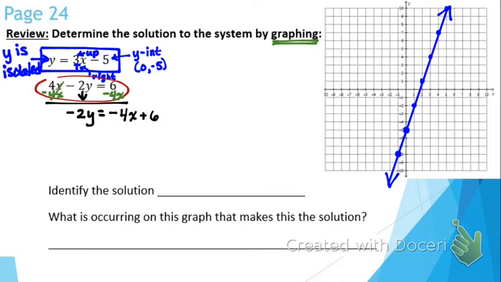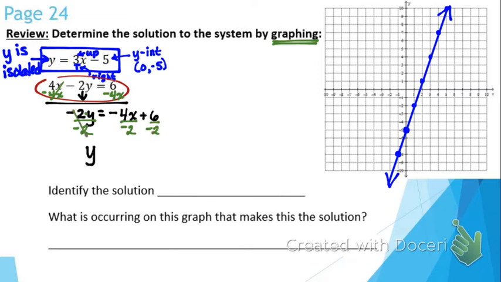Add, subtract, multiply, divide. What will undo the operation that is gluing that -2 to the y? Divide. Why divide? It's multiplication. It's multiplication happening right here. And to undo or to break multiplication, I use division. And if you do it to one side, got to do it to the other side. Everybody distribute. Everybody gets divided by -2.